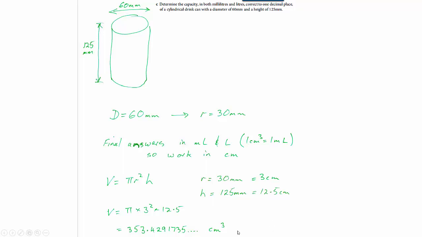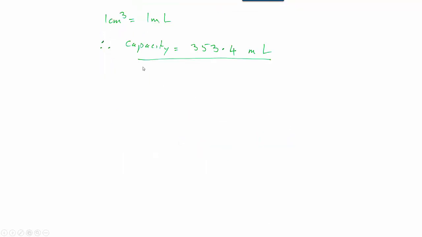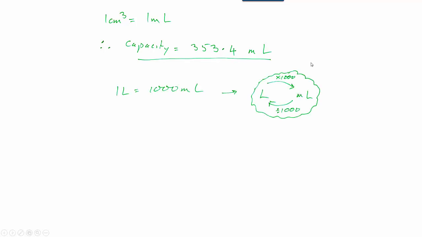and that's the value in cubic centimeters. Now we need to convert it into capacity. Remember, a cubic centimeter is 1 milliliter, so your answer in cubic centimeters will give you the number of milliliters, and rounding it off to 1 decimal place, we get 353.4 milliliters. Next, we have to convert to liters, and we need to remember our conversions.